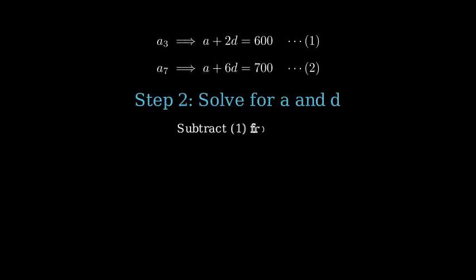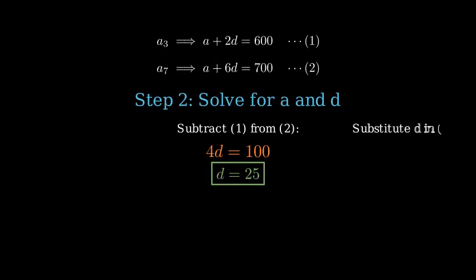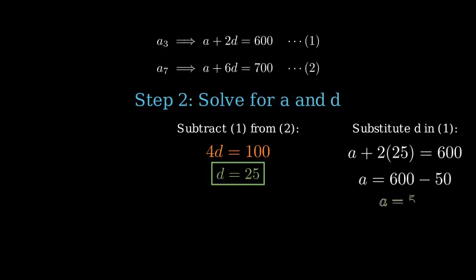Step 1. Form equations using an equals a plus n minus 1 times d. Third year, a plus 2d equals 600. Seventh year, a plus 6d equals 700. Subtracting, 4d equals 100, so d equals 25. Then a equals 550.